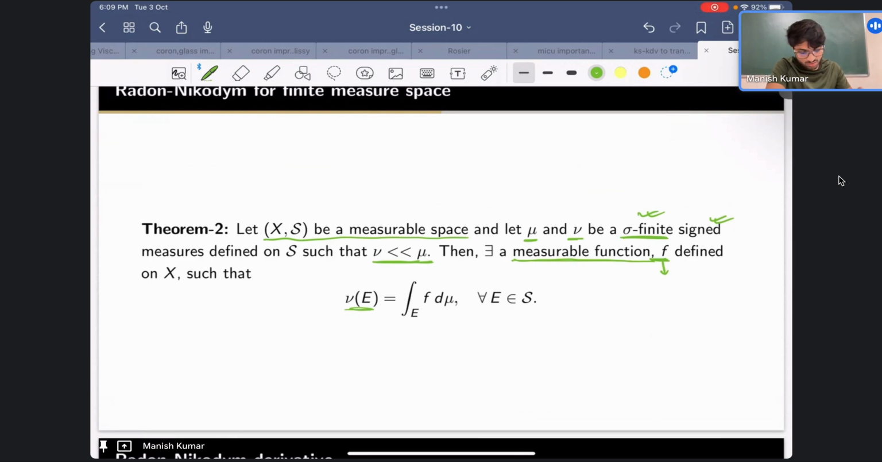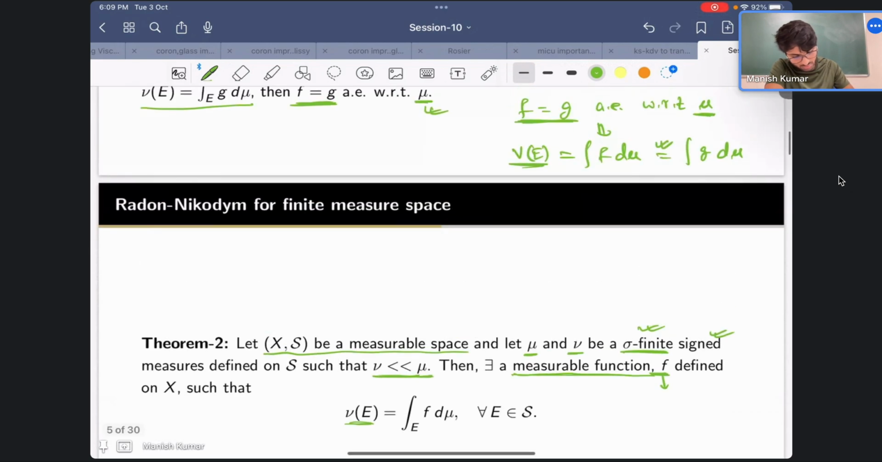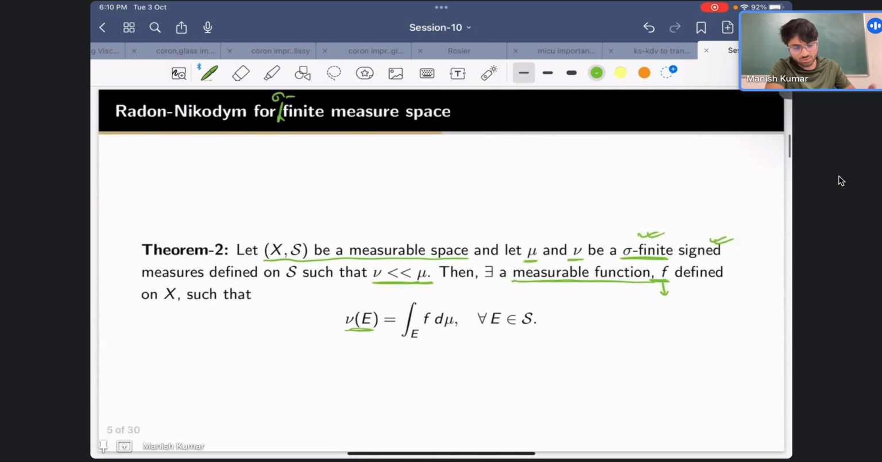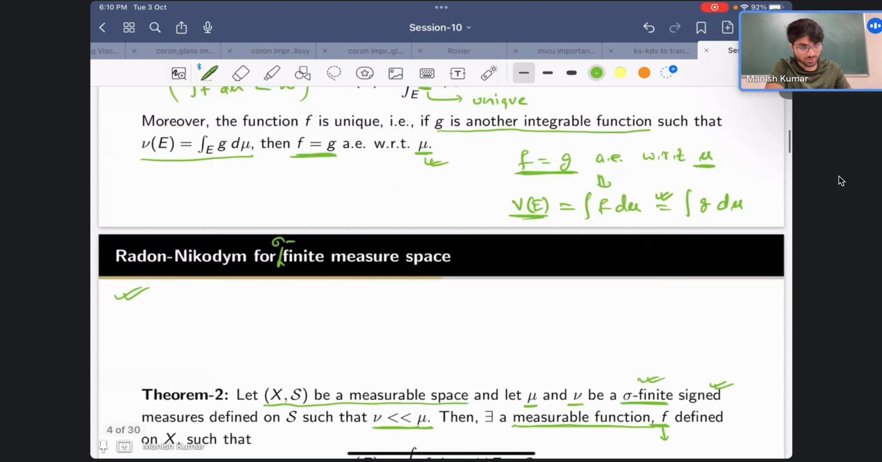So this is what the Radon-Nikodym theorem says. I think there is a typo here, this is for sigma finite. These two theorems, this is the most general theorem, so this is all you need to remember, and the other is just a particular case of this one.